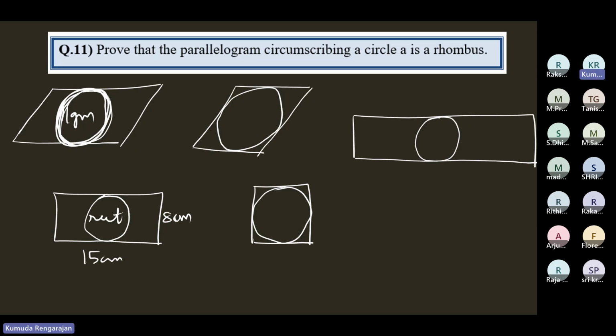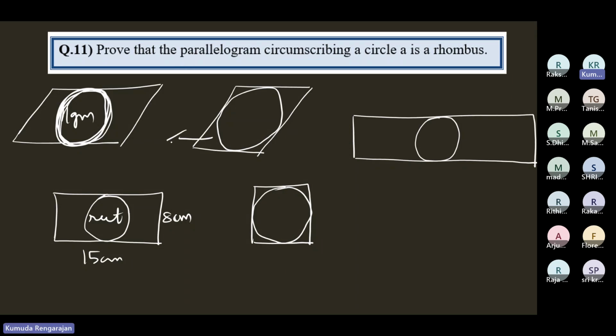If you want the circle to touch all the four sides of the quadrilateral, then the quadrilateral has to be a rhombus or a square. It has to be a rhombus or a square.